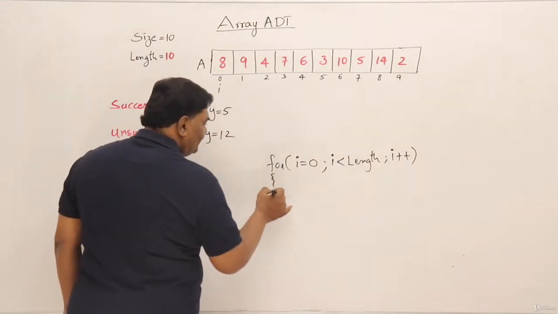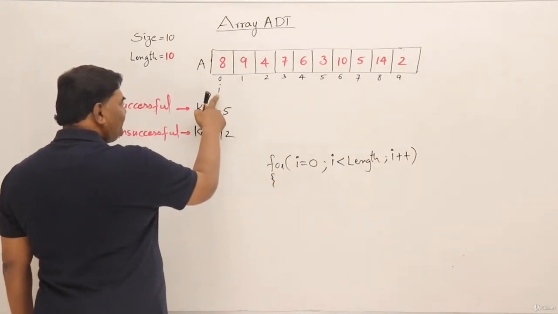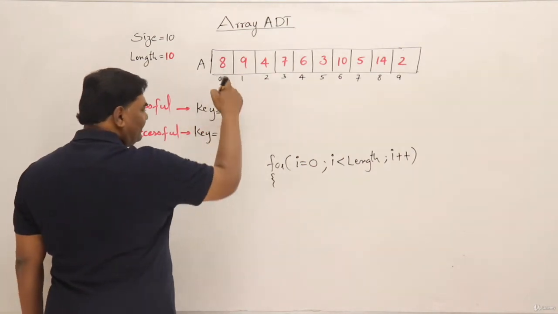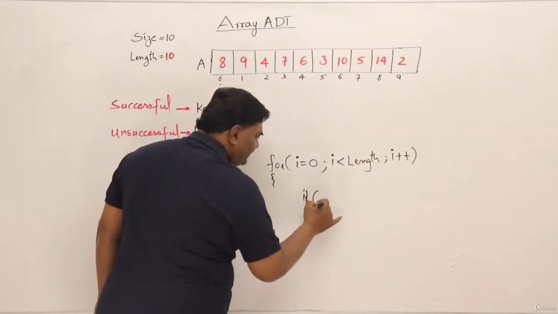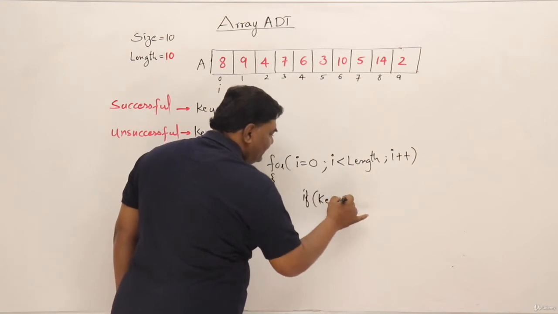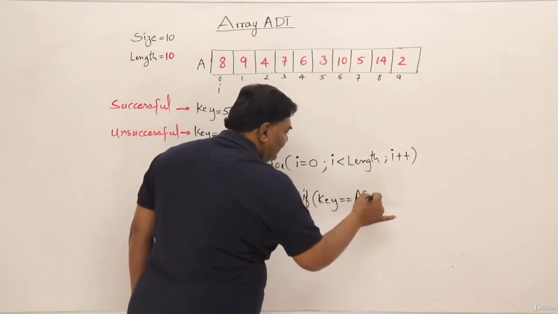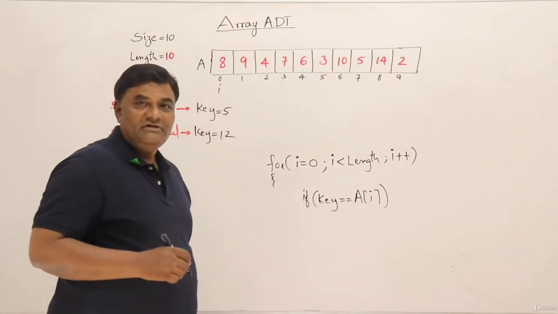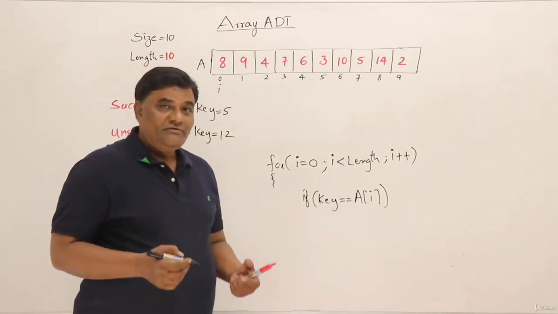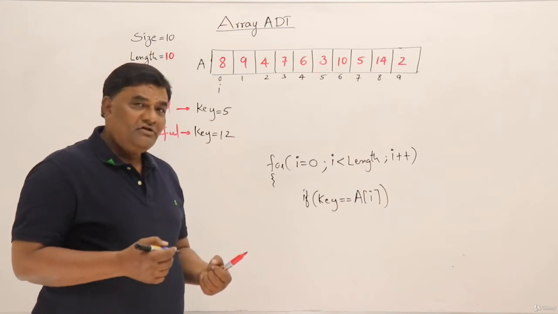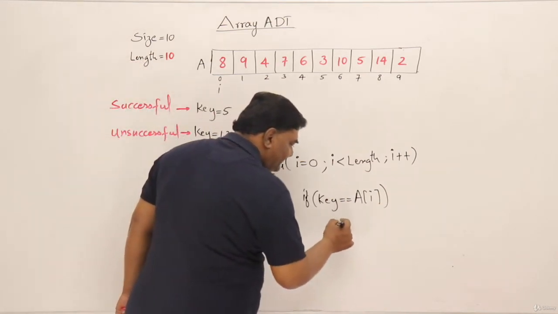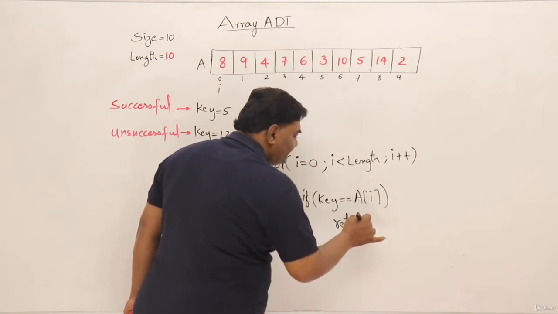Then what do I have to do? Every time, wherever i is, I should check if the key element is equal to A of i. If key is equal to A of i, then the search is successful. So we got the element. Once you got the element, what we want is the index where the element is found. So here we can say return index.